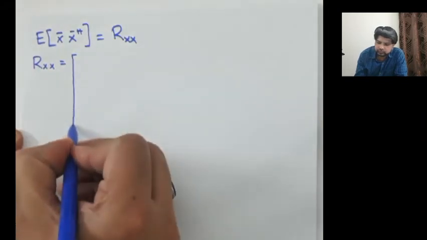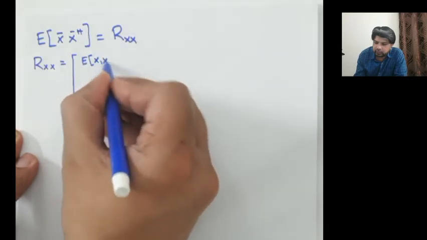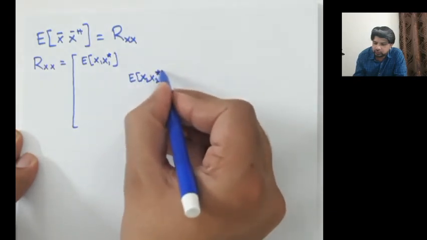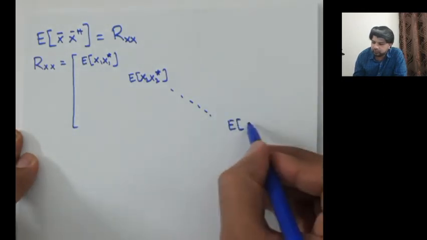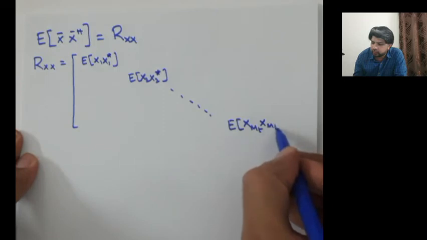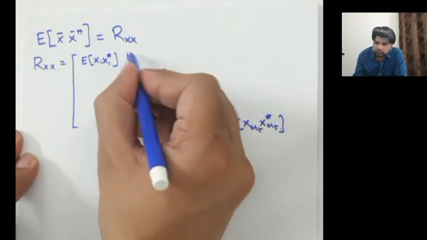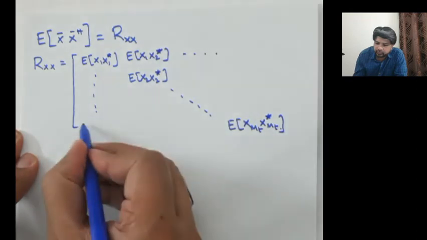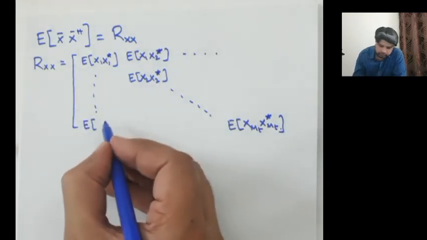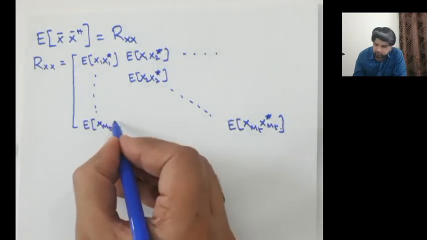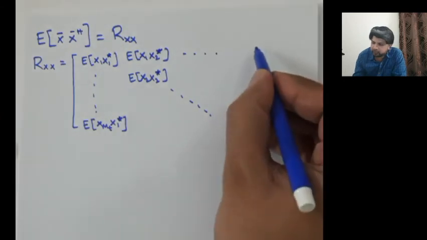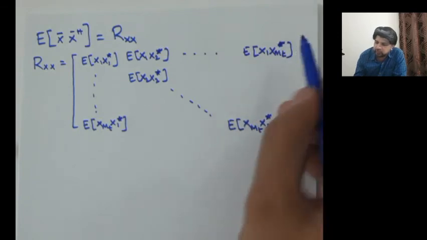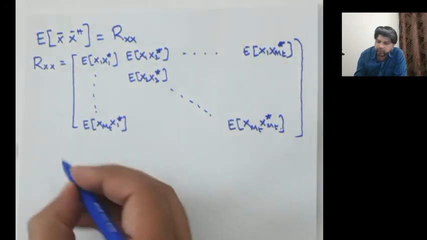This input covariance matrix RXX would be equal to: expected value of x1 x1 conjugate, expected value of x2 x2 conjugate, up to expected value of xMT xMT conjugate on the diagonal. Similarly, expected value of x1 x2 conjugate, expected value of xMT x1 conjugate, and expected value of x1 xMT conjugate in the off-diagonal terms. So you can see that this is a matrix of dimension MT cross MT.